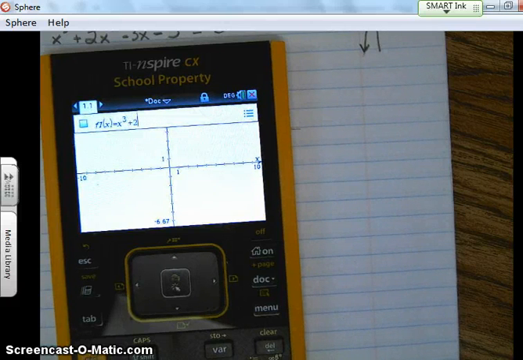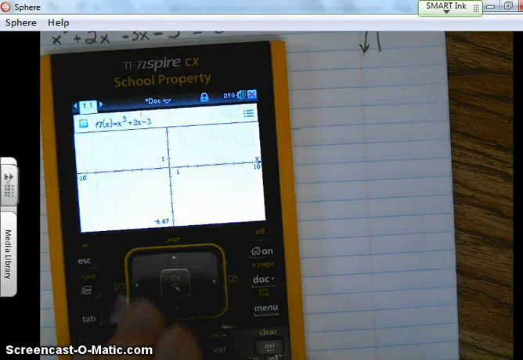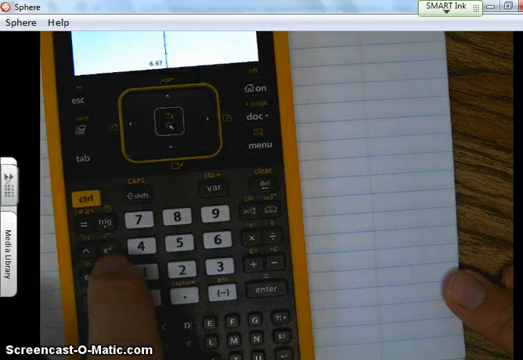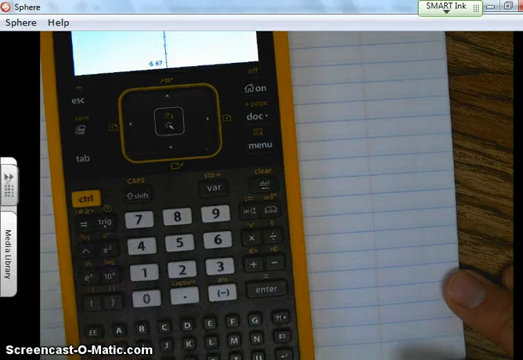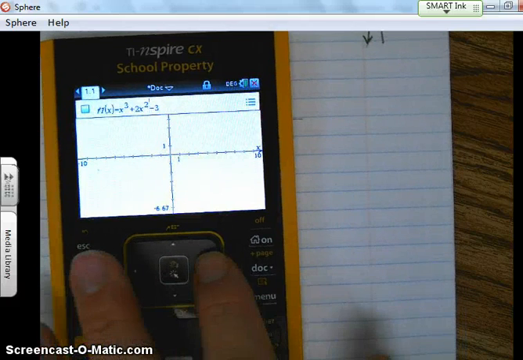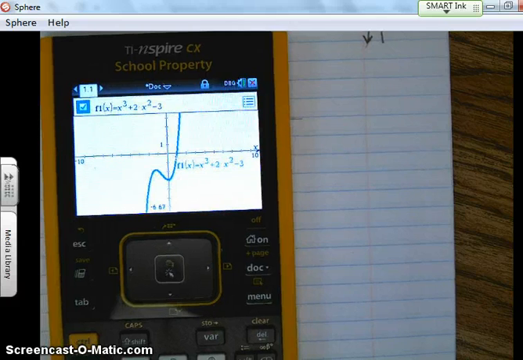Plus 2x minus 3. Whoops, I messed up. I need my square. So going back over here, I'm going to press the square button, which is right below the trig, to get my square in there. Arrow over. Okay, 3x and minus 5.